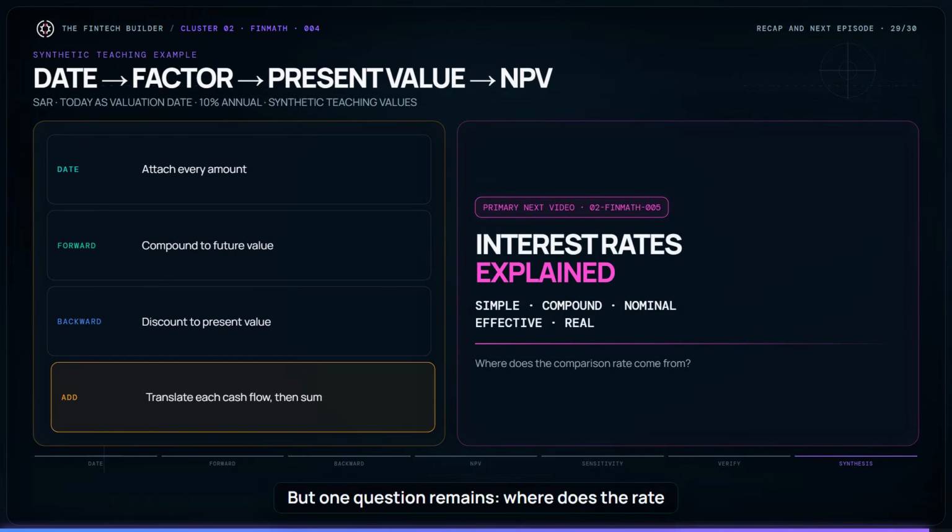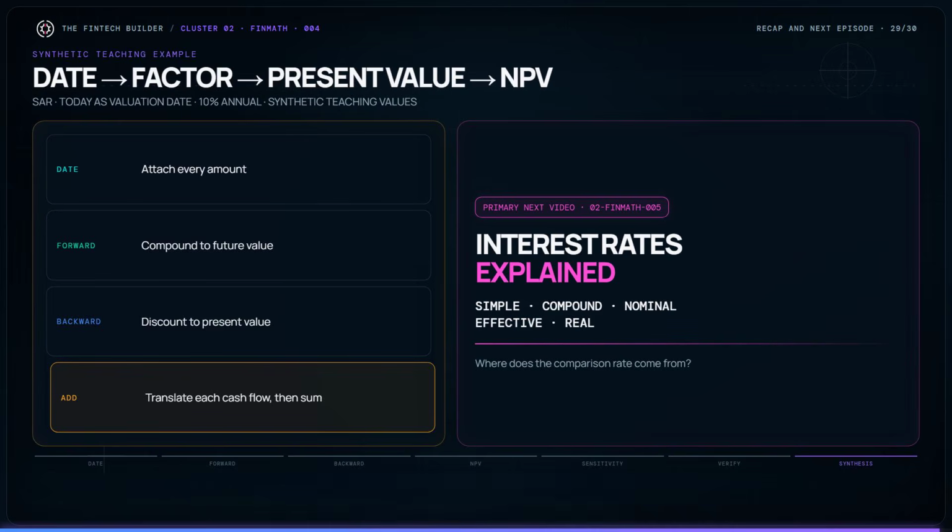But one question remains: where does the rate come from? And what changes when a quoted rate is simple, compound, nominal, effective, or real? That is video 5, Interest Rates Explained.